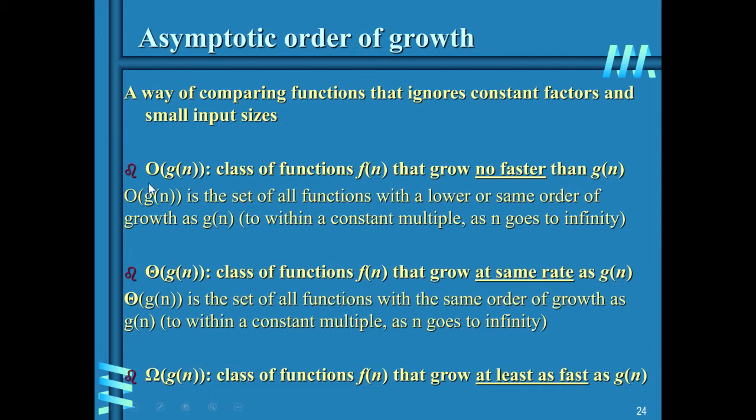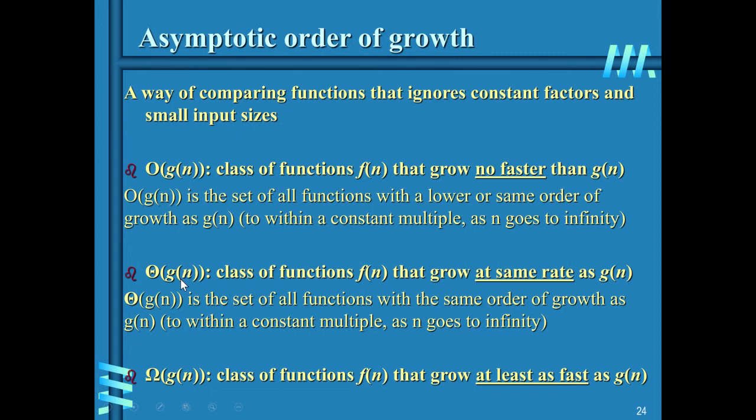We use a specific notation to check the asymptotic order of growth. Big O notation: Big O(g(n)) is defined as the class of functions f(n) that grow no faster than g(n). It also corresponds to the group of all the functions with a lower or the same order of growth as g(n) as n goes to infinity.